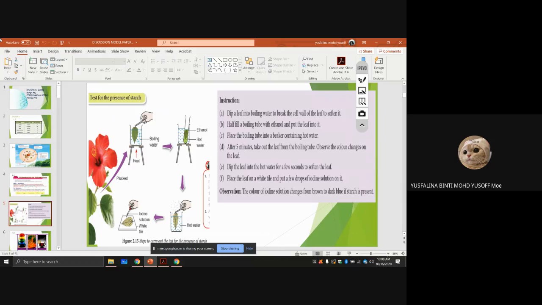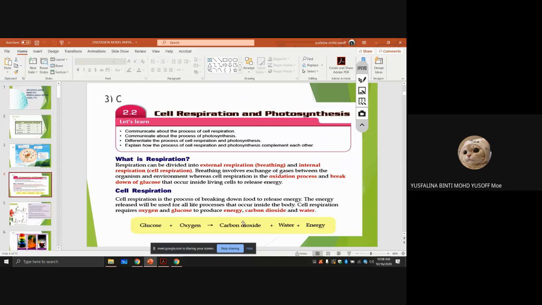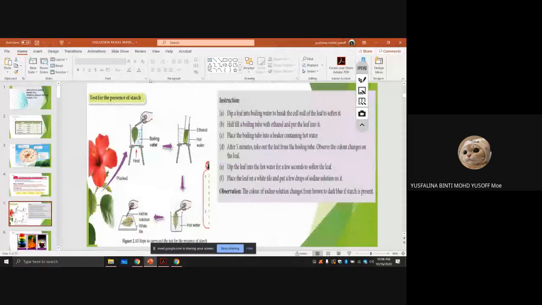So this is how you want to test. Since we know that respiration will produce carbon dioxide and energy, this is the process to test the presence of starch in plants. Plants use the process of photosynthesis to produce glucose, and this is the test to check whether there is glucose inside the leaf.